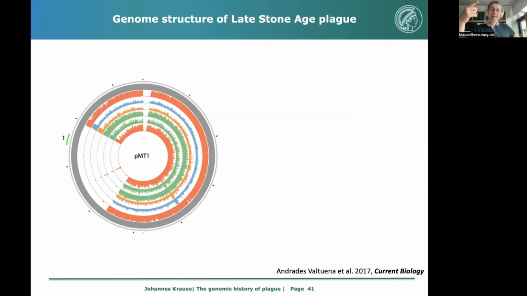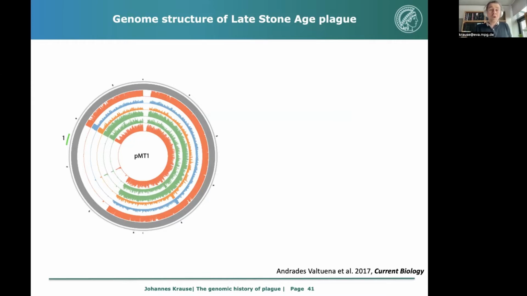modern day plague. And the chunk that is missing is actually genes that are necessary for plague to live in fleas. So this type of bacteria would not have been able to live within the stomach of a flea. It could not have been transmitted by fleas. It would have killed the flea, or the flea would have killed it. So it lacks 6 virulence genes that are necessary for flea transmission.